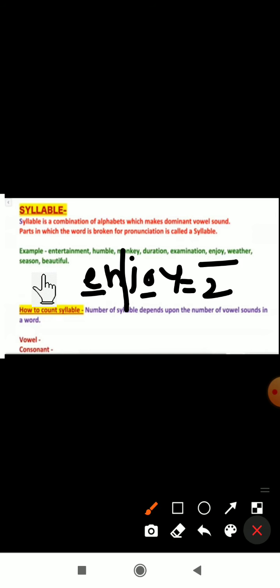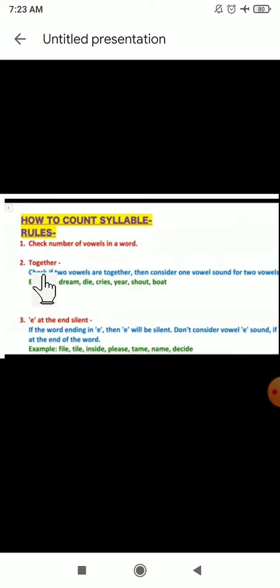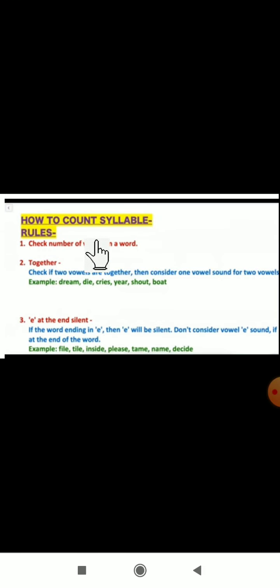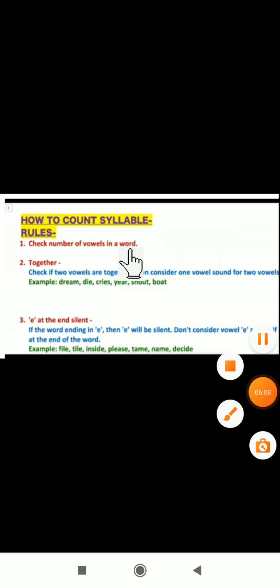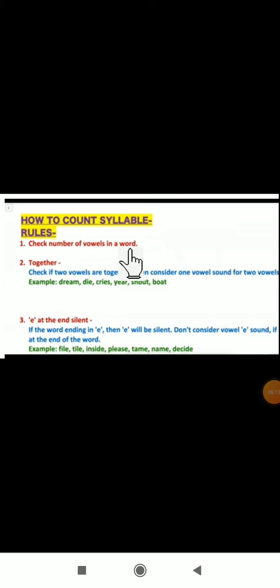See here. So what is the first rule? Check the number of vowels in a word. Check the number of vowels in the word. You have to check how many vowels are in that particular word. So let's see which word we have to take. For example, I will take one word, that is magic. I will take the word magic and show you.